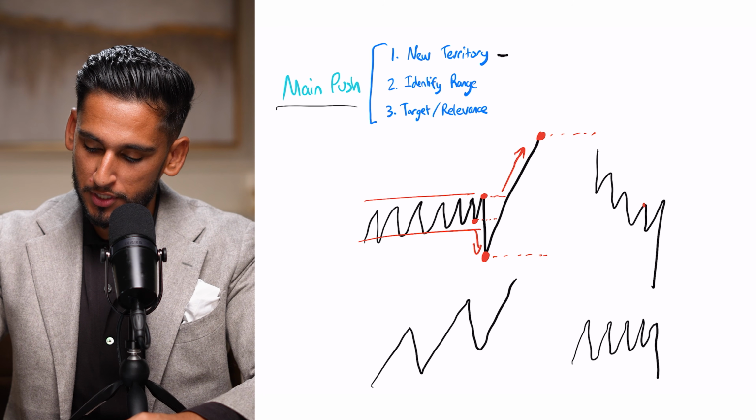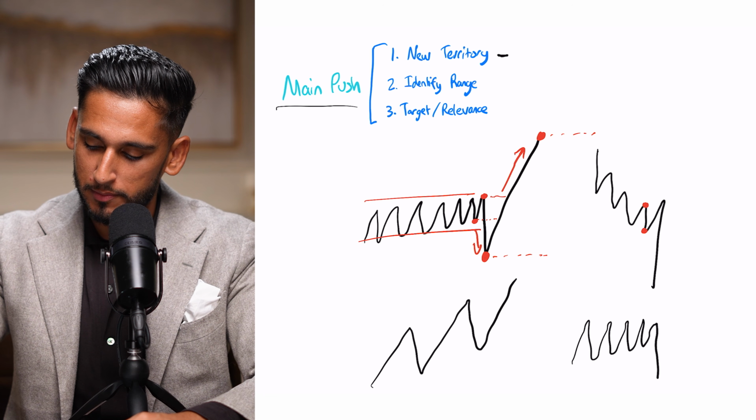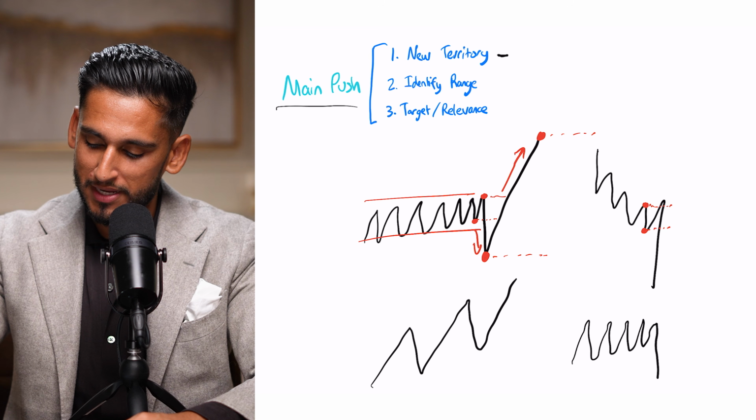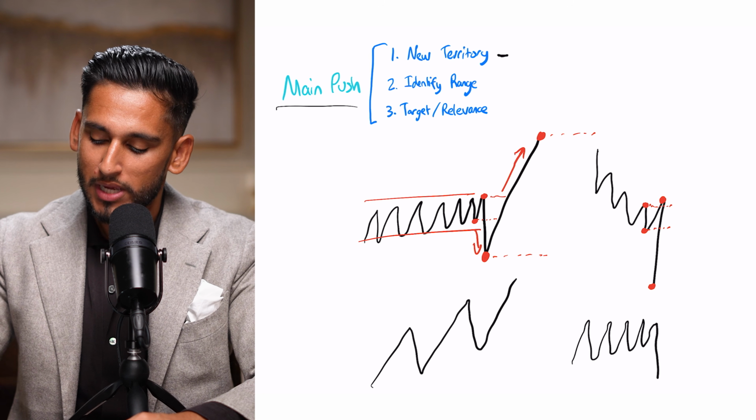Same for this one, where we had a previous high in the market. We had a previous low in the market. We can dot it out and we can see price made a new high and a new low. So we have a new range.